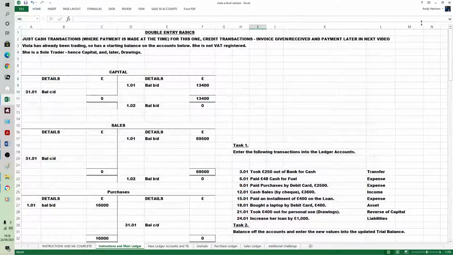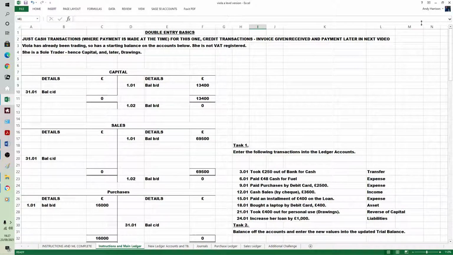Hello students, time to look at some double entry basics focusing on the requirements for A-level accounting students. So this video will just deal with cash transactions. That means that payment is made at the time of purchase or sale, or as soon as you get the invoice. Credit transactions mean an invoice is given and payment is made later or received, and then you pay your supplier a month or so later.